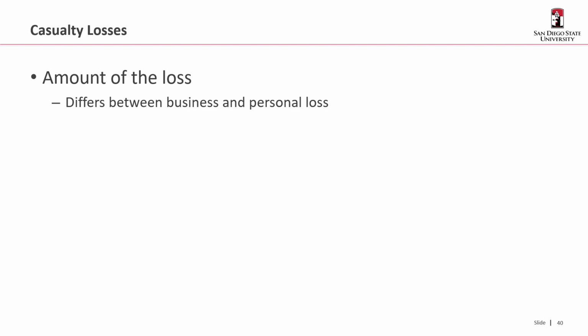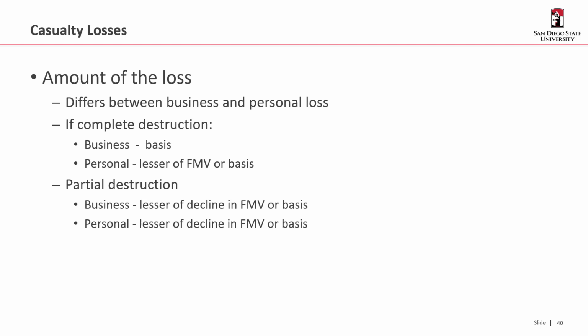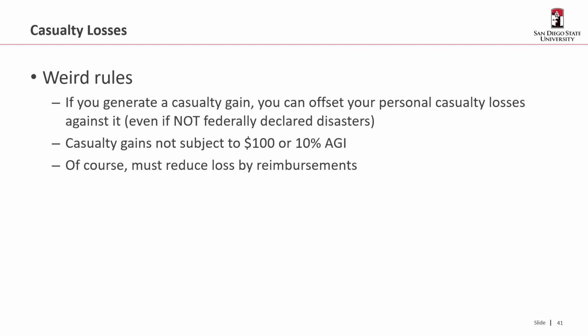Okay, so how do you define the amount of your casualty loss? And the rules differ between business and personal losses. So if it's complete destruction, if it's business, it's just the basis. If it's a personal item, then it's the lesser of the fair market value or the basis. If it's partial destruction, then for both business and personal, it's the lesser of the decline in the fair market value or the basis.